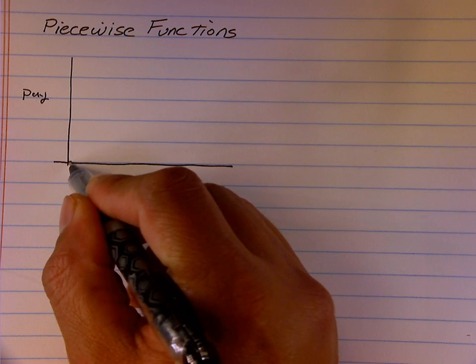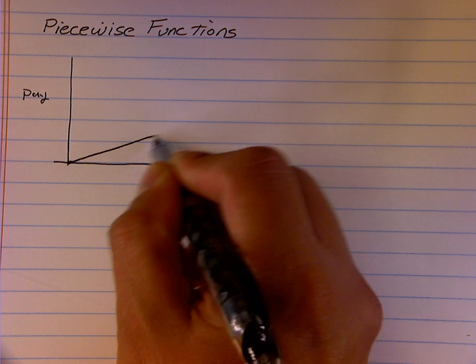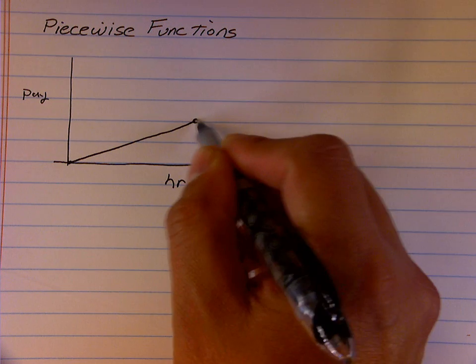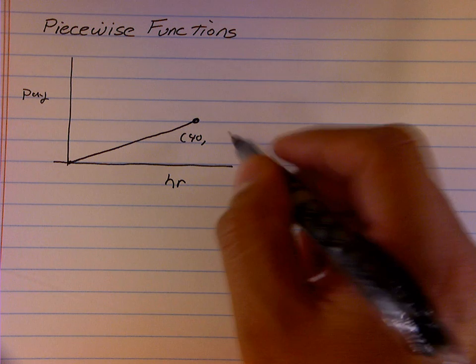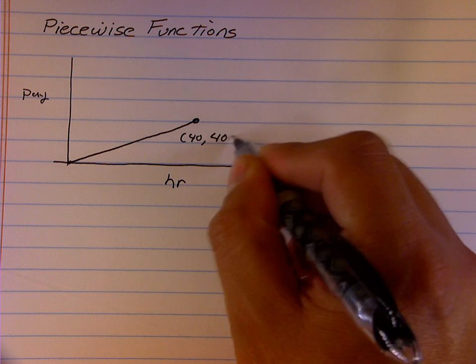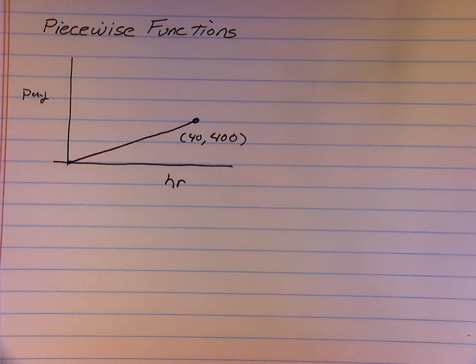So for the first 40 hours, let's say you're getting paid $10 an hour, which means after 40 hours, you'll have a total pay of $400. If, however, you work more than 40 hours, your pay changes. So your overall pay isn't represented by one graph, but the pieces of two.